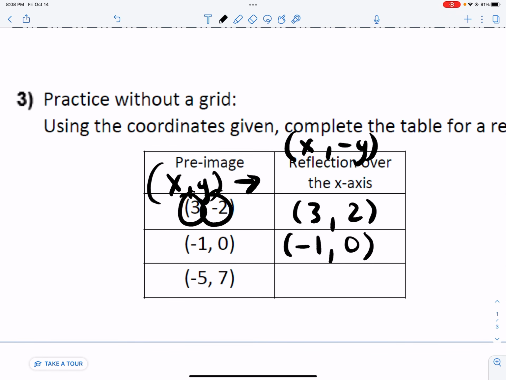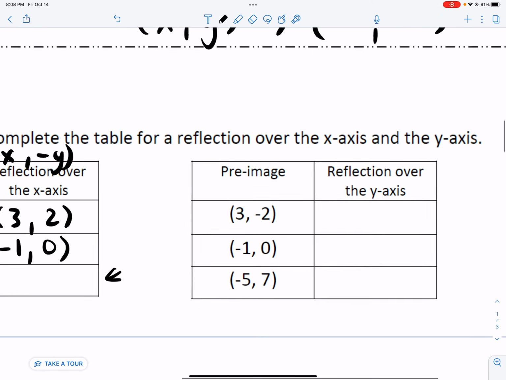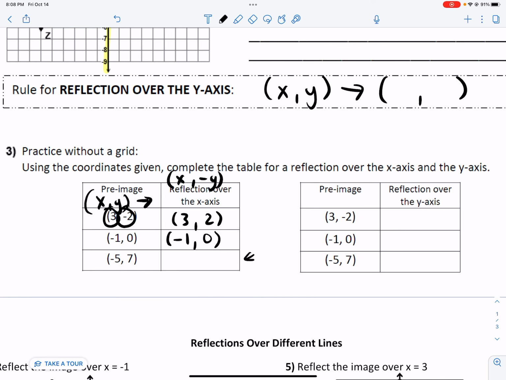Alright, go ahead and do the last one. This one's for you. And then let's go ahead and apply the rule of reflection over the y-axis that you got here. The one that you got over here, apply it over here, please. Good luck and check your answer in the front.